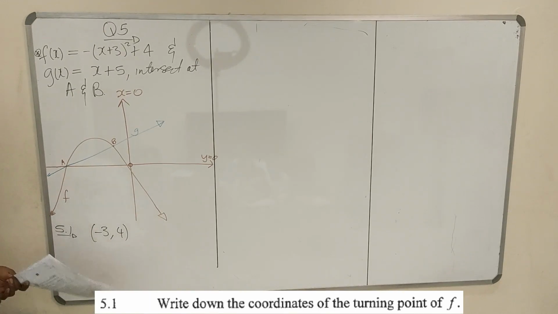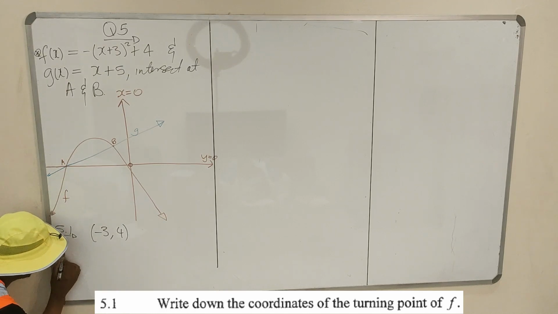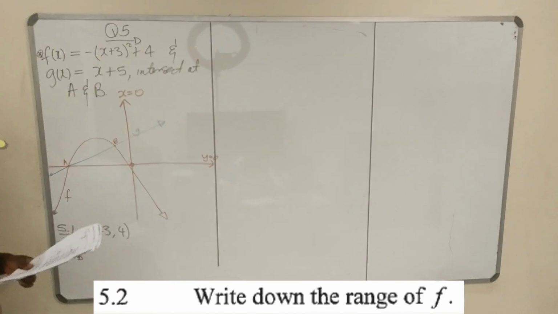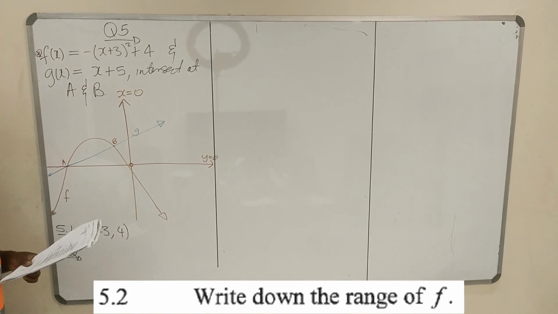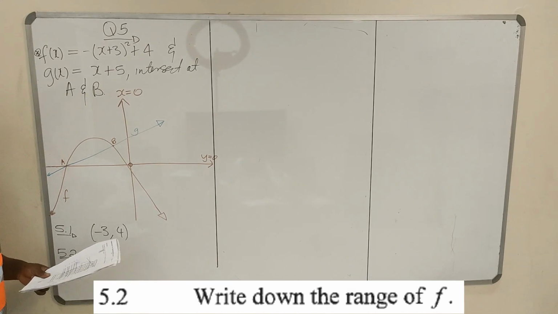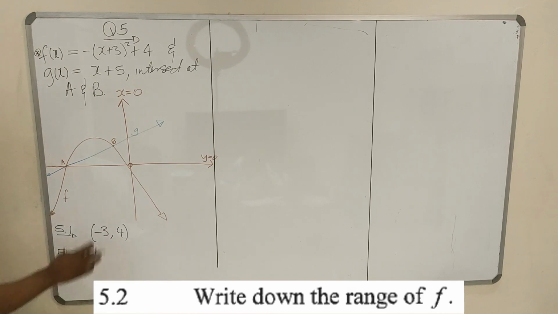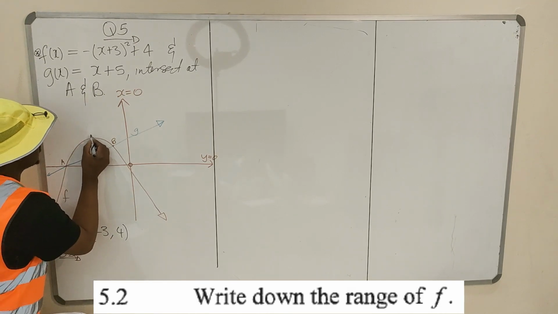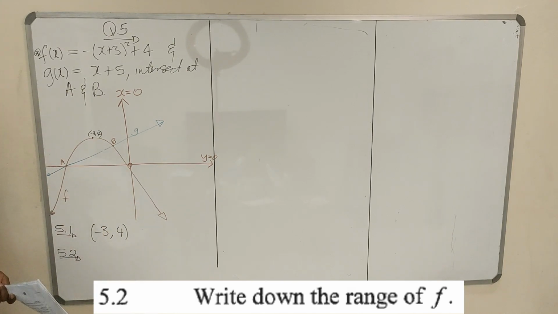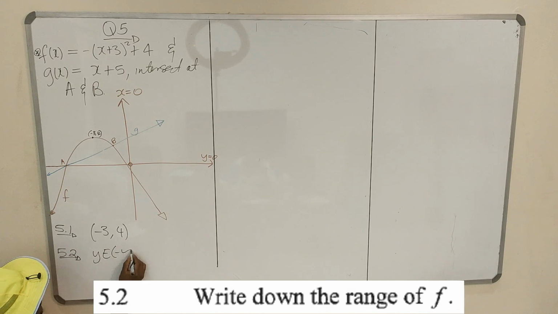So we go to 5.2. They are saying, write down the range of the function. So you have the coordinates of this point, minus 3 and 4. What is the range of this function? y is an element of negative infinity to 4, and you include 4.